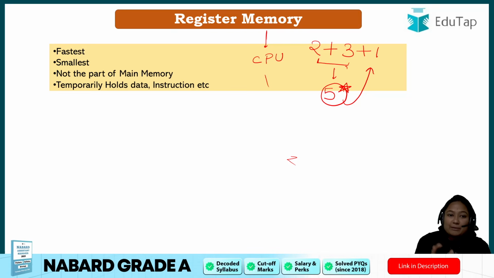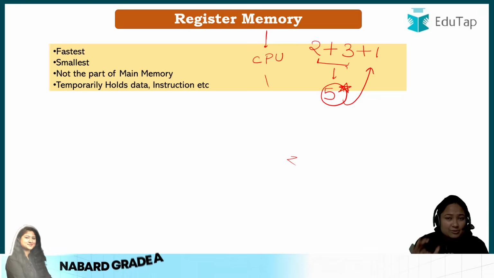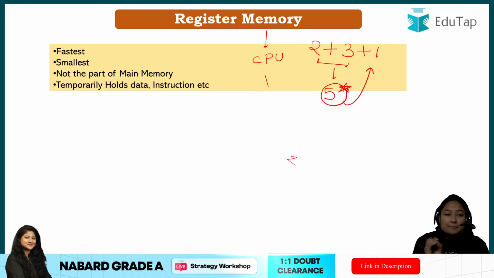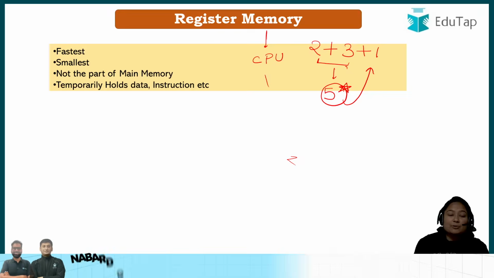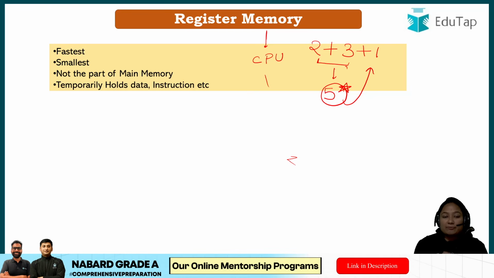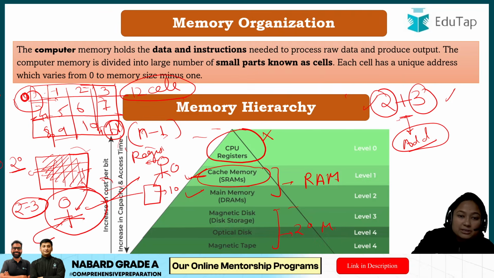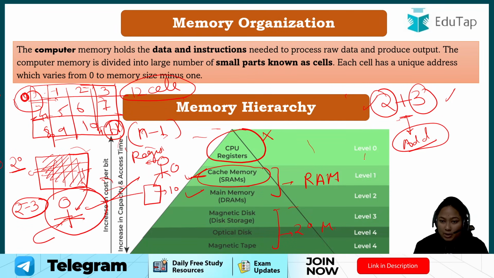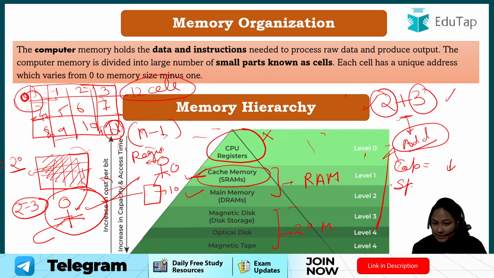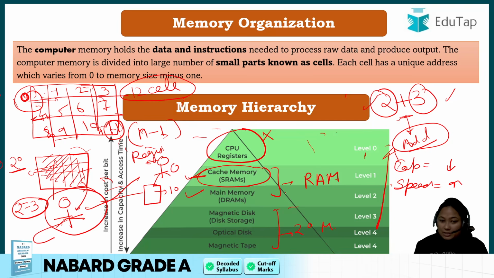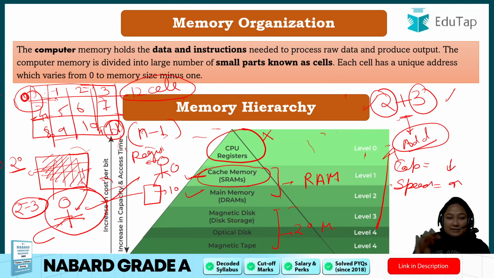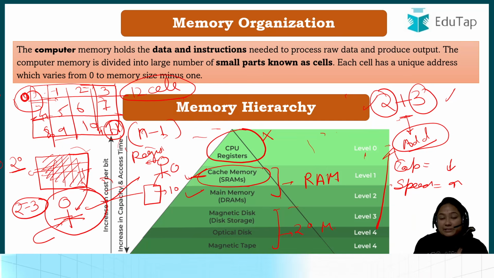That is why register memory is not part of main memory, it's not part of secondary memory, it is part of the CPU, the central processing unit. This is the fastest memory and the smallest memory that we have. Here you can also see, when we talk about the hierarchy, as you go up, the memory capacity decreases and speed increases. So your secondary memory has the largest capacity but the speed is the slowest.